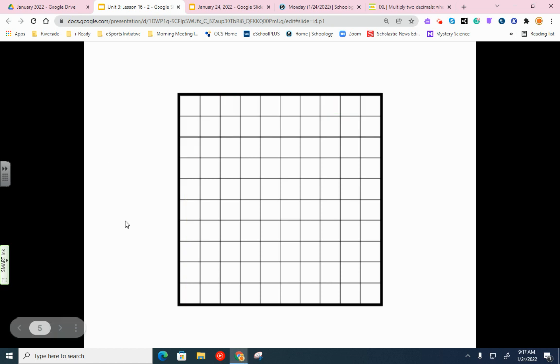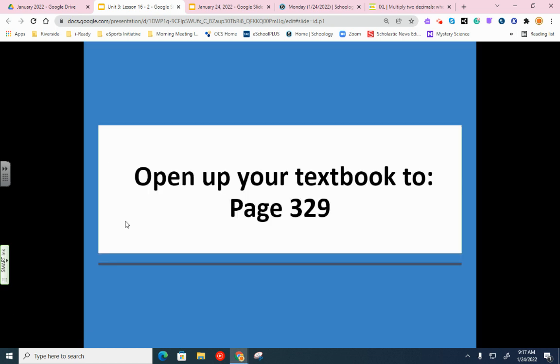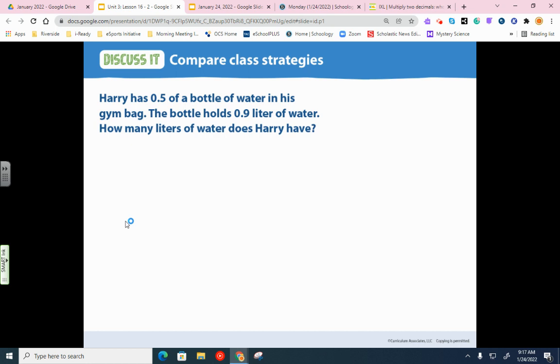For the notes, go ahead and turn to page 329. And up here it says Harry has 5/10 of a bottle of water in his gym bag. The bottle holds 9/10 liter of water. How many liters of water does Harry have? So let's set this up. Now order doesn't matter, but as a habit, I just put the larger number up top. So we have 9/10 times 5/10. And 9 times 5 is 45.